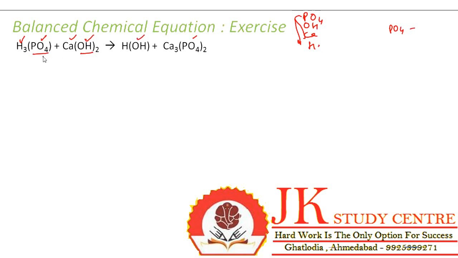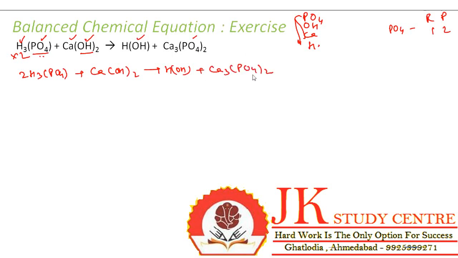So we'll check PO4. It has only one, it has two. Correct, this reactant, this product. This is 1, this is 2. Correct, so let's multiply this with 2. You get 2 PO4 on both sides. So what you get is 2H3PO4 plus calcium hydroxide gives HOH plus Ca3(PO4)2.